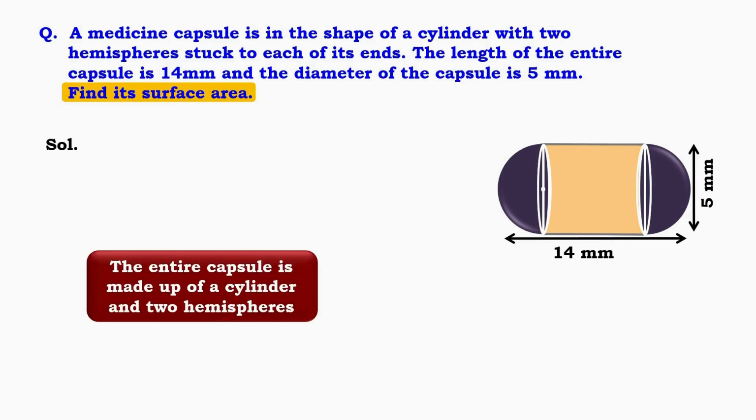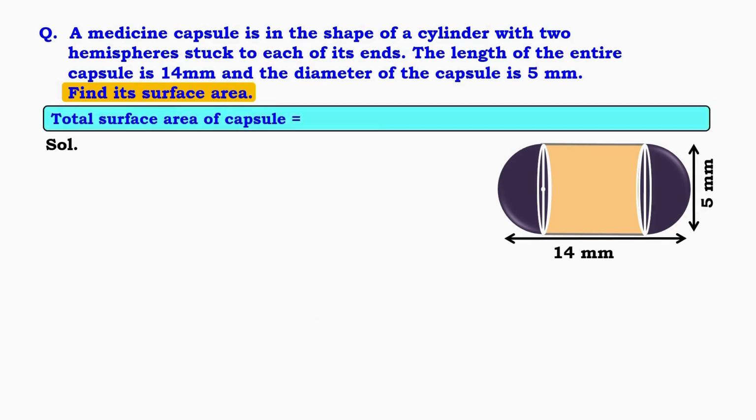So the entire capsule is made up of a cylinder and two hemispheres. So the surface area of the capsule will be the CSA of the cylinder plus 2 into the curved surface area of the hemisphere. Here we will not consider the TSA of the hemisphere. Why? Because the base part, the circular part, is not visible. That is inside, attached with the cylinder. So we will not consider the circular part. We will only consider the curved surface area of the hemisphere over here.